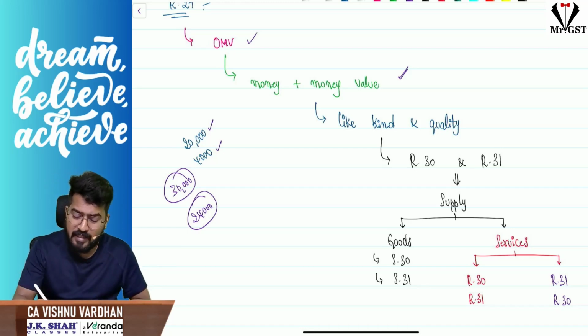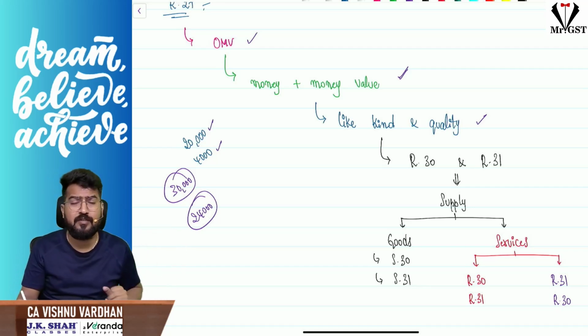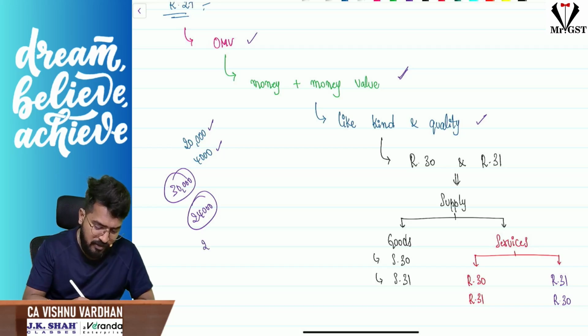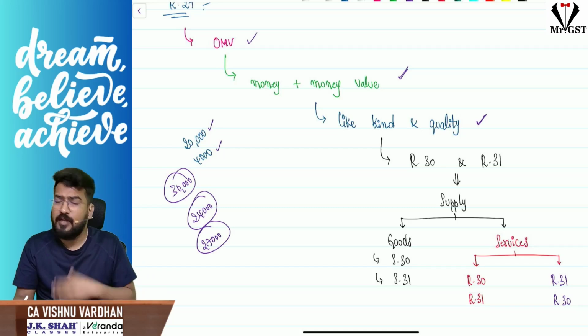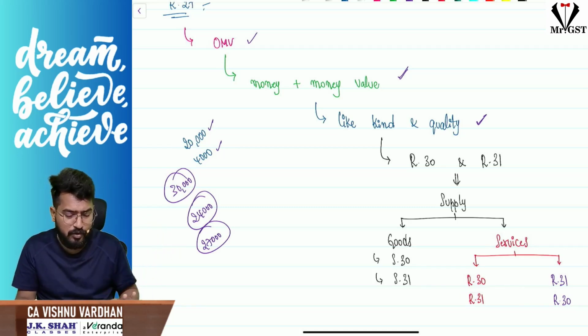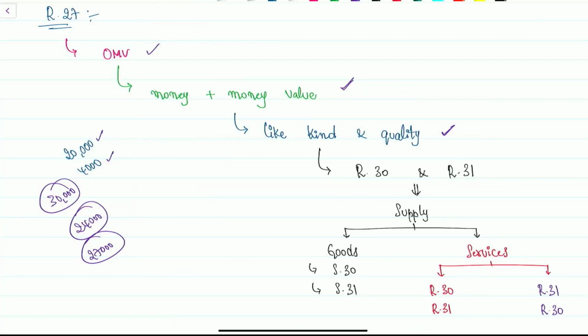Then like, kind and quality. The like, kind and quality with similar characteristics, close to the same reputation, all that stuff. The product available somewhere in the market will be 27,000. Then that will be the value of supply. Otherwise, go with rule 30 and rule 31. That is the concept. So simple. Rule 27. This is what rule 27 is all about. Hope it is clear for you.